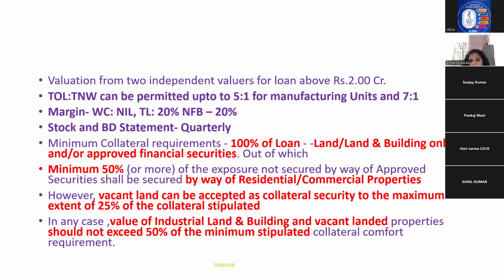minimum collateral comfort. Remember, 100% has to be collateral comfort. 50% minimum has to be by residential or commercial properties. Vacant land maximum 25%. Vacant land plus industrial land and building should not exceed 50%.